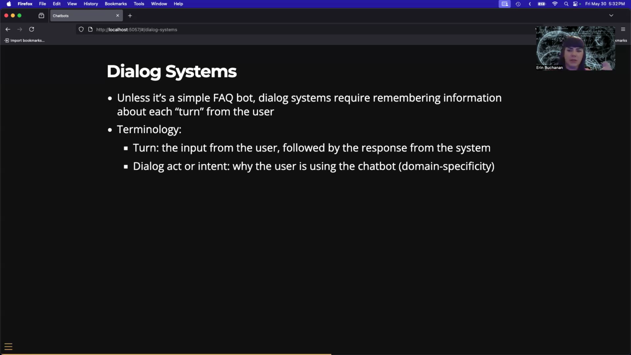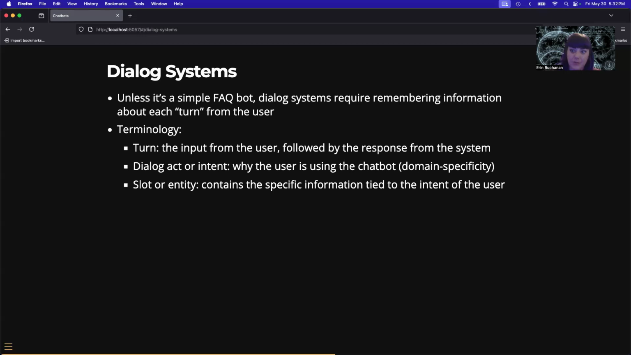Most people in data science and that analytics field call this NLU, natural language understanding, but more traditional systems call this intent. So what is the user trying to get? What's the point of this conversation? What are they asking about? So this is where domain specificity can come in.